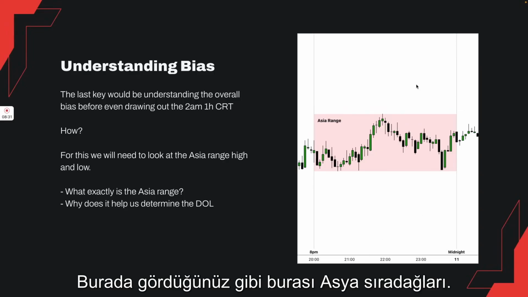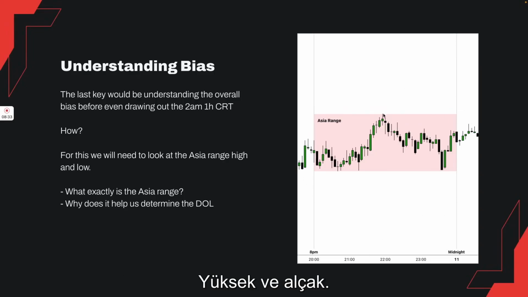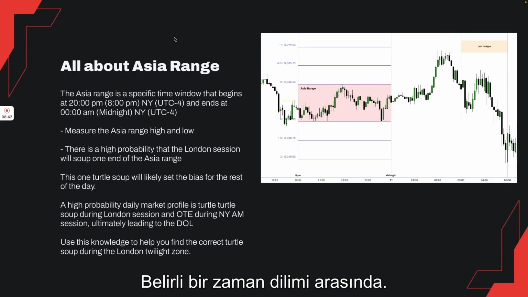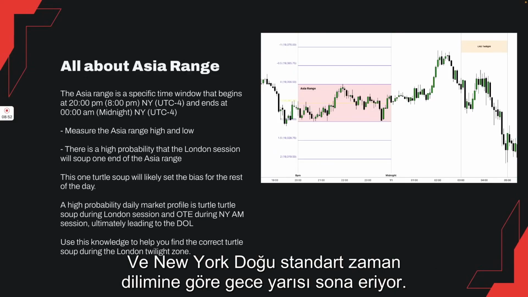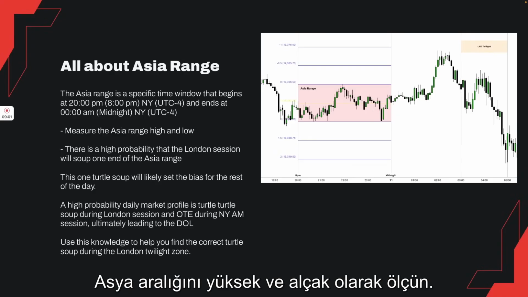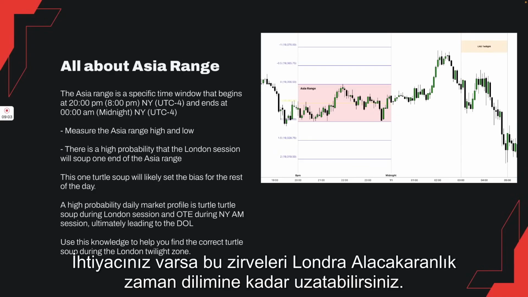As you can see right here, this is the Asia range, high and low between a specific time slot. The Asia range is a specific time window that begins at 8 p.m. New York Eastern Time Zone and ends at midnight New York Eastern Standard Time Zone. Measure the Asia range high and low. Extend those highs all the way through to the London Twilight Time Zone if you need it.